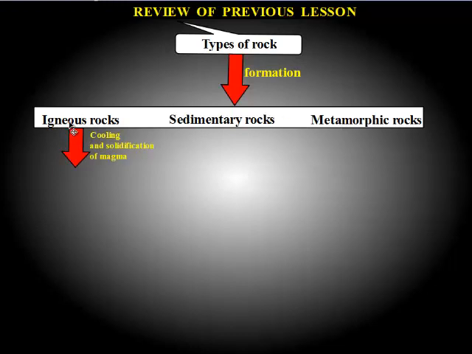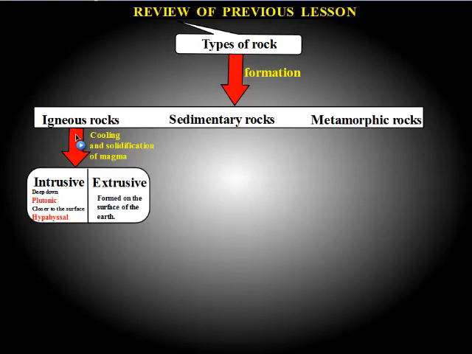We looked at igneous rocks, said igneous rocks are formed from the cooling and solidification of magma. We looked at the types of igneous rocks. We said igneous rocks have two types, that is intrusive and extrusive or volcanic igneous rocks. We said with intrusive igneous rocks, they are either plutonic or hypabyssal. With plutonic igneous rocks, the magma cools and solidifies deep down the earth crust. With the hypabyssal, the magma solidifies closer to the earth's surface.